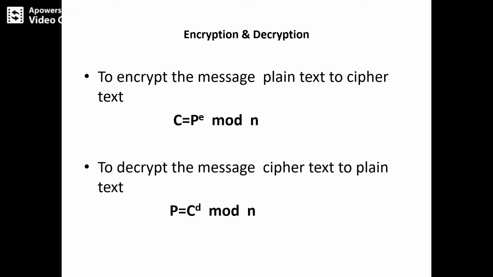So this is the simple formula to convert plain text to ciphertext. After that, we get the cipher values, which is our encrypted data. Similarly, to decrypt the message, we need to reverse this process, ciphertext to plain text. So plain text equals ciphertext to the power d mod n.